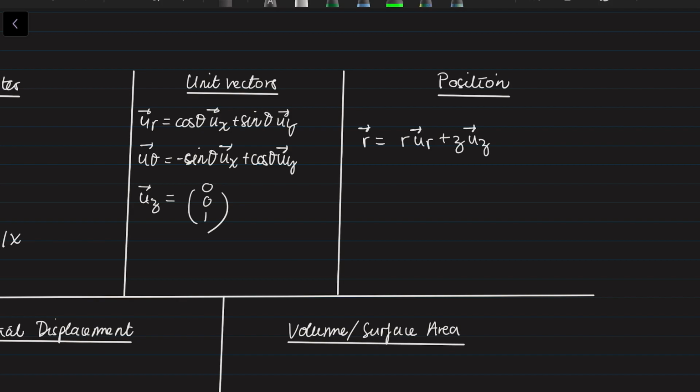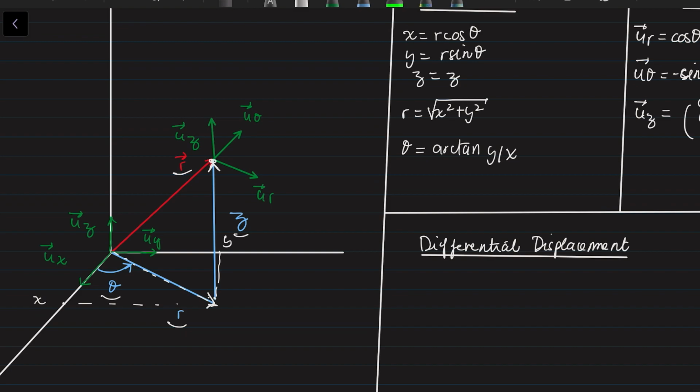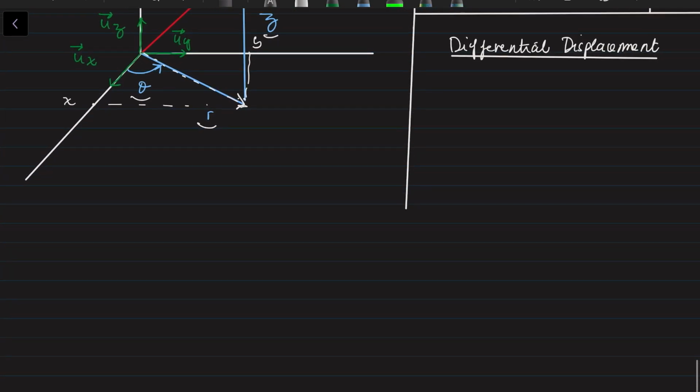And actually, if you think about it, it does make a lot of sense because r u_r just tells me what my position is in the xy plane, and z u_z just tells me what my height is. So this is nice and simple. So now what we can do is compute the differential displacement vector. The differential displacement vector is always going to be the same thing. dr is just going to be d of (r u_r + z u_z).